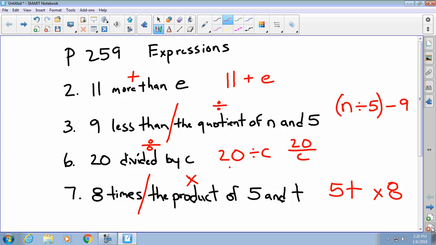Again, look for the clues. Product means multiply. Divided obviously means divide. Quotient means divide. More than means you're adding. The only one that we didn't have on here was a subtraction one, and sometimes the term they'll use for subtraction would be difference. So look for difference. And again, this is algebraic expressions found on page 259.